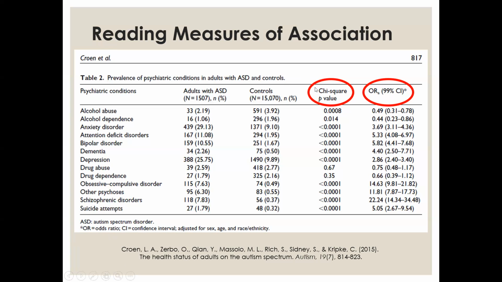And they tell you in the table what statistics they're calculating and what the terms are. And we see here, we want to know first with the chi-square, is there a statistically significant difference in the presence of these conditions within adults with autism spectrum disorder and those who are controls? And I want you to scroll down, right? You can see that for most of these factors, most of these psychiatric conditions, there's a statistically significant difference in adults with ASD versus controls.